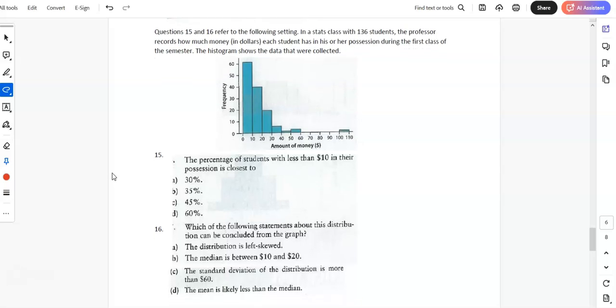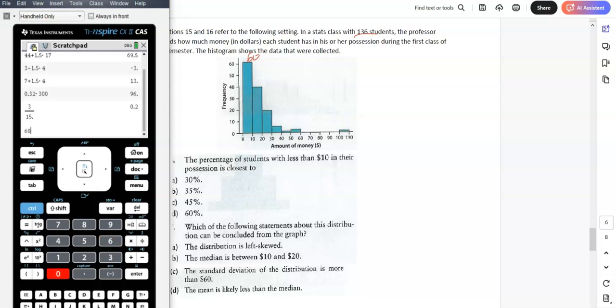Professor records how much money in dollars each student has in his or her possession during the first class of the semester. Histogram shows the data collected. Wow, someone has over $100. Percentage of students with less than $10 in possession is closest to, well, there were 136 students, and about 60-ish of them had less than $10 in their pocket. So what is 60 divided by 136? 44%.